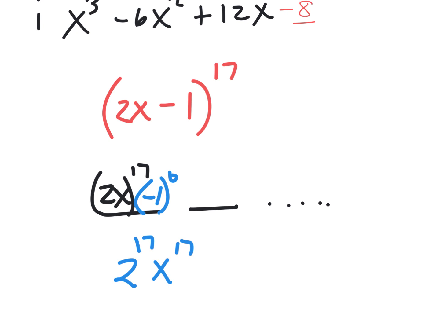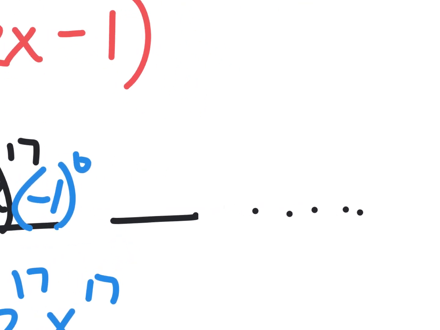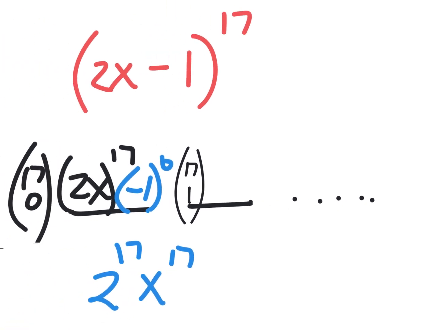Okay, awesome. Why didn't I even include this 17 choose 0 thing? Because what's it equal to? 1. All right. Then I go to the next one. All of a sudden, 17 choose 1. And what is that, by the way? 17. All right, is in your answer.